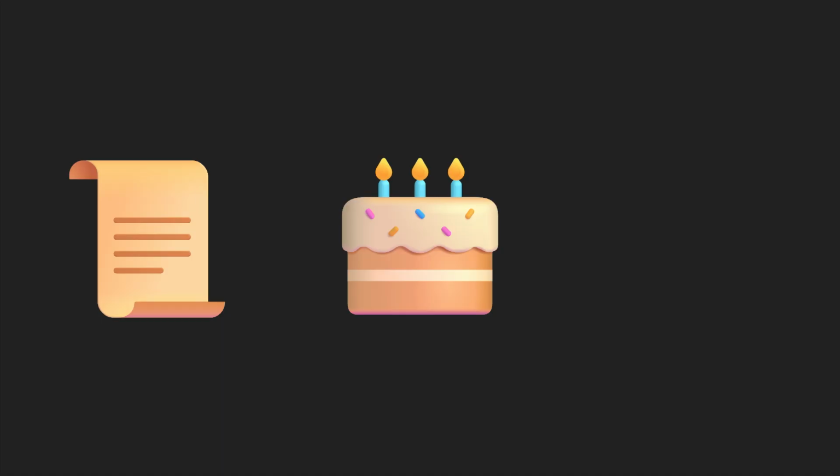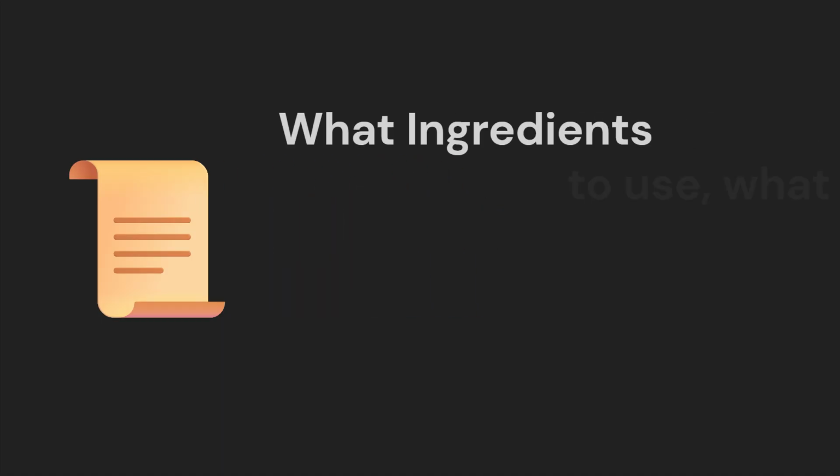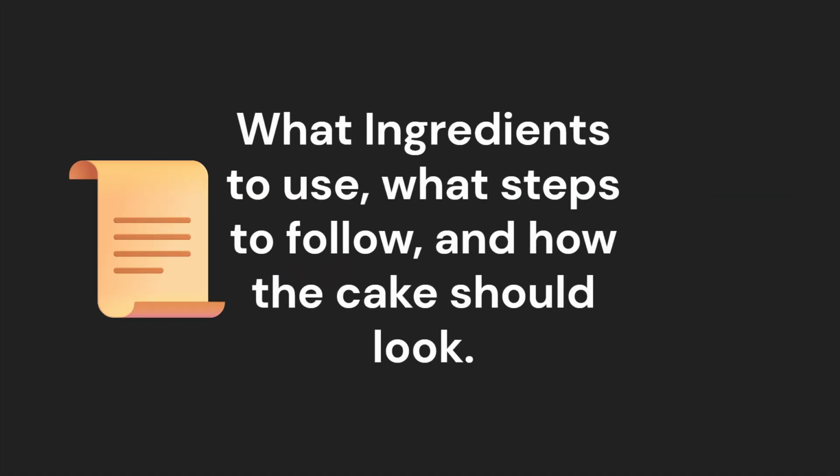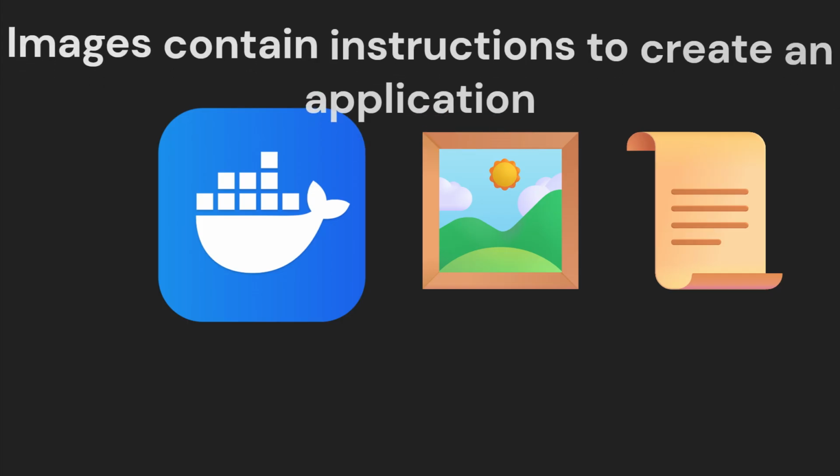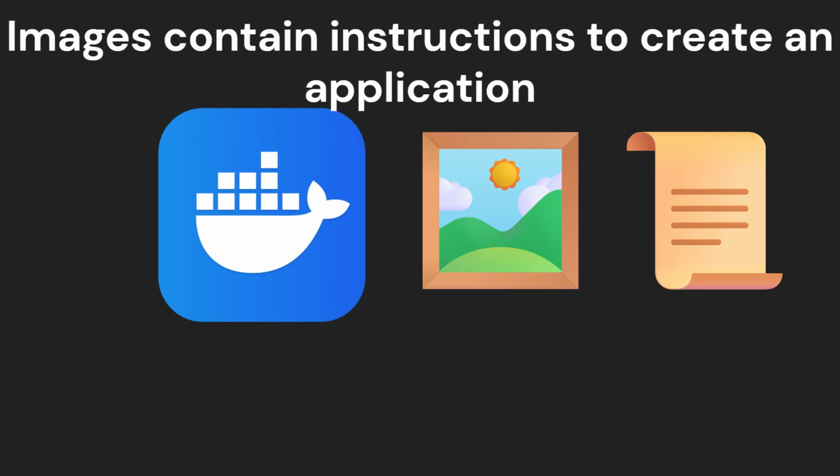Imagine you want to bake a cake. Before you can make the cake, you need a recipe. The recipe tells you what ingredients to use, what steps to follow, and how the cake should look. In Docker, an image is like that recipe. It contains all instructions needed to create an application.